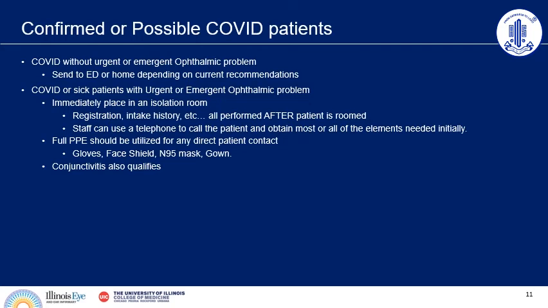Remember, conjunctivitis also qualifies, even though asymptomatic patients without ocular symptoms aren't shedding virus. Those patients with conjunctivitis are, and that does make up some significant portion of the patients with COVID. It's not a large percentage, but that can sometimes be their initial symptom. And so those patients should be treated as if they have COVID as well, with full gear.